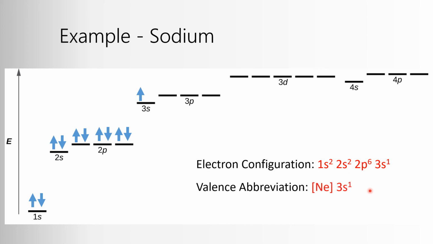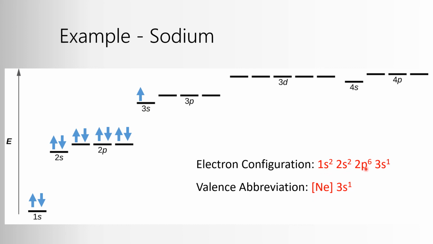We call this a valence abbreviation. The first 10 electrons here look like the electron configuration of the noble gas neon, which has the atomic number 10, the one directly preceding sodium. Those electrons are not chemically active. They're what we call core electrons. The only electron that's chemically active is the 3s electron. So we denote it this way.